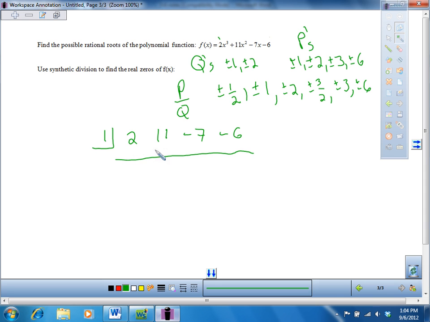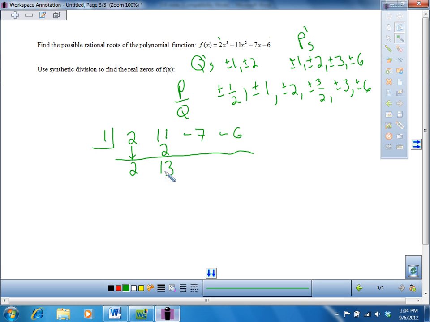And really what you're doing when you're doing synthetic division is long division, it's just a shortcut method that works. So with synthetic division, you remember, you bring this straight down. Then you multiply this number times this number, and you get 2. And then you don't subtract, you add. So that gives you 13.